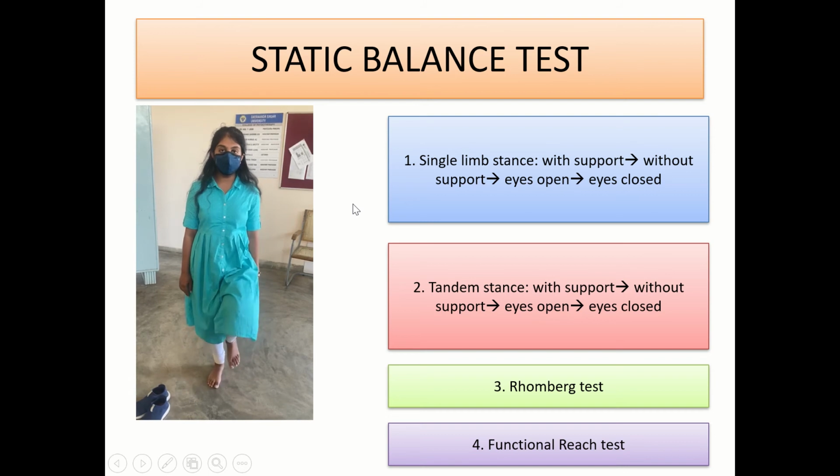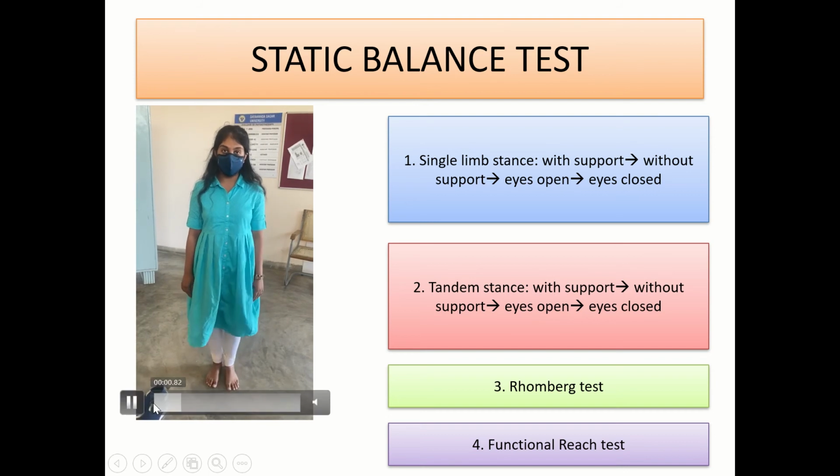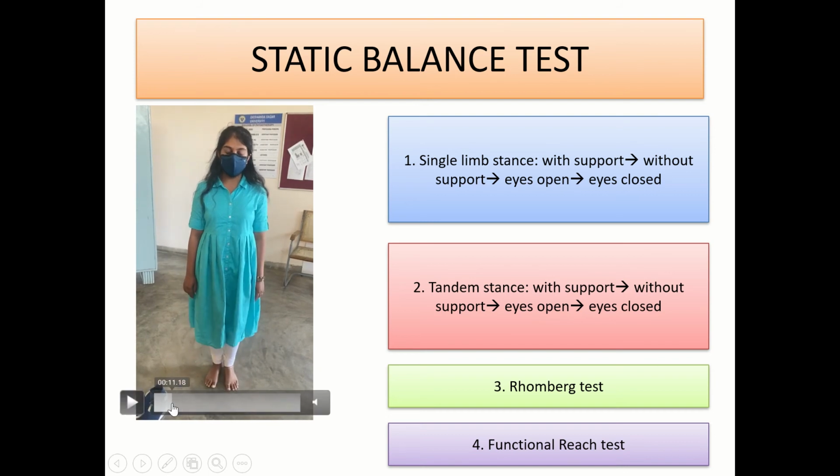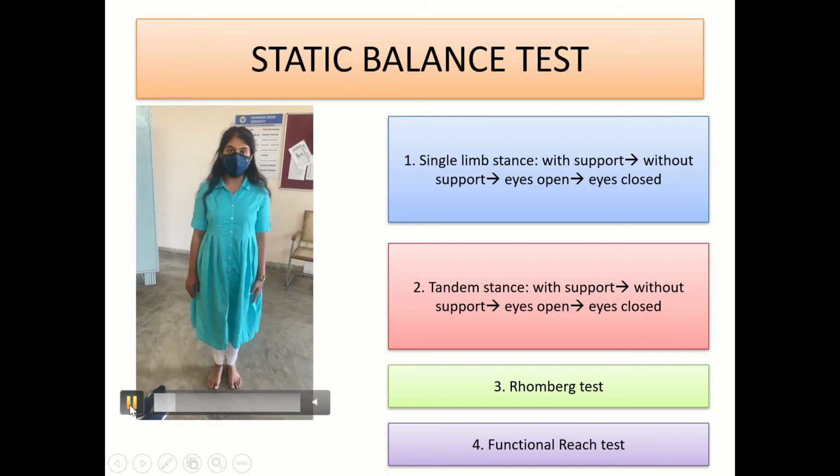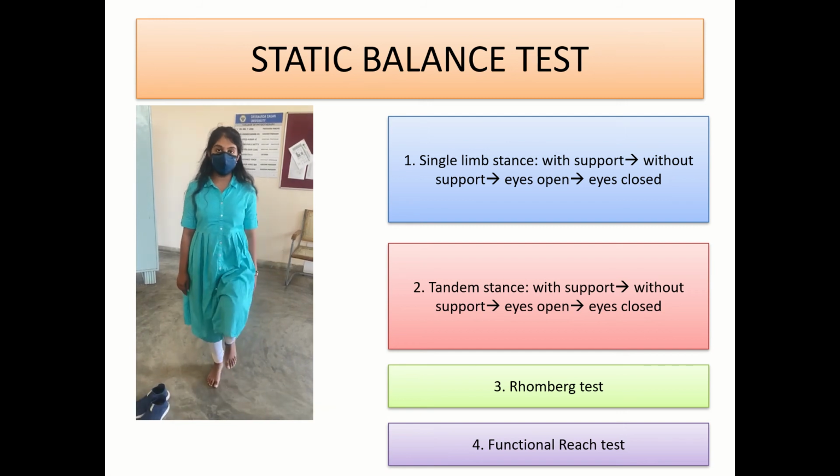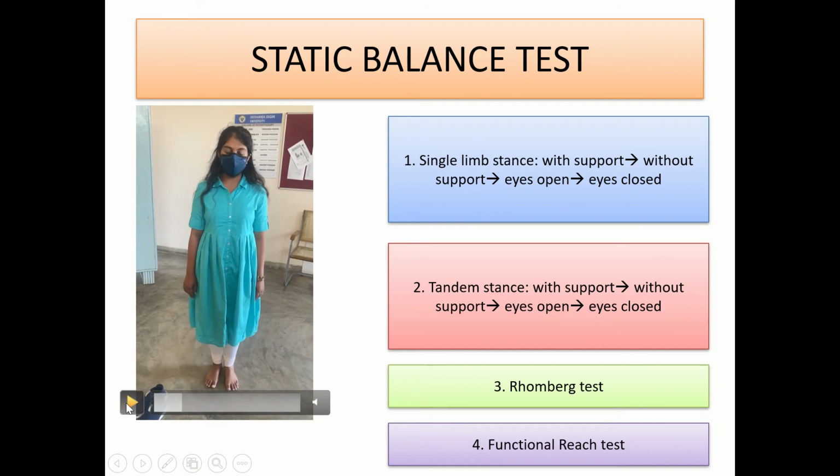Look at how the model is doing. Single limb stance is performed when a patient is asked to stand on one single leg, with observation of the other leg, whether he's maintaining it at the same place at 90-degree hip and knee flexion or not. This is what you have to assess in single limb stance. This is very important for balance assessment, especially of proprioception when we are doing without support and eyes closed.